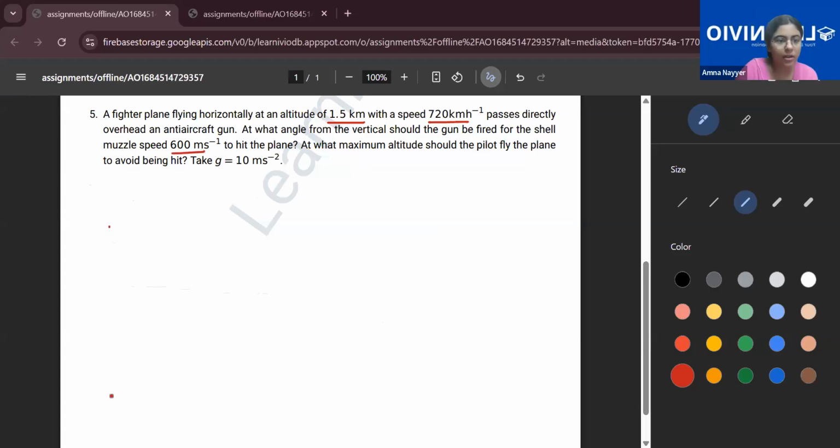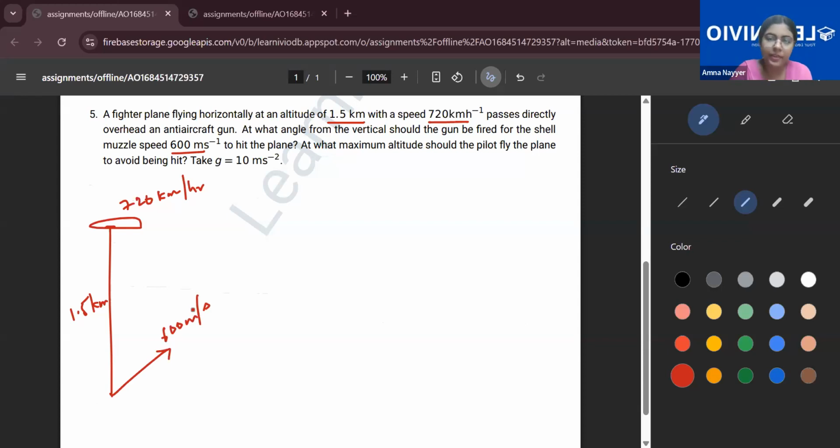See, it's at an altitude of 1.5 kilometer. Here a plane is moving. So here you have the aeroplane moving with a speed of 720 kilometer per hour. Now see, here you have shot the gun and the shell has a muzzle speed of 600 meter per second. This is in meter per second.